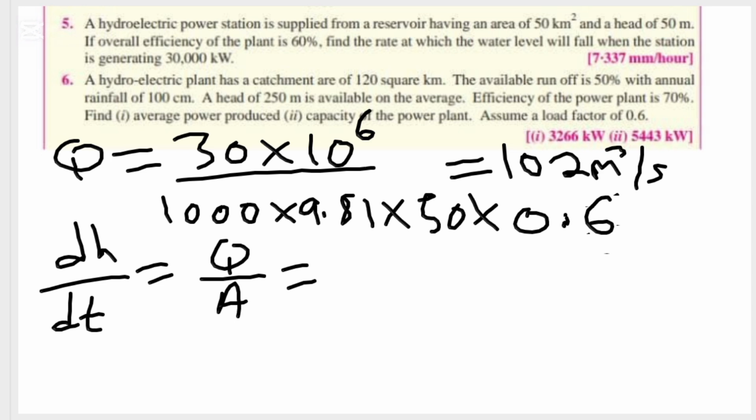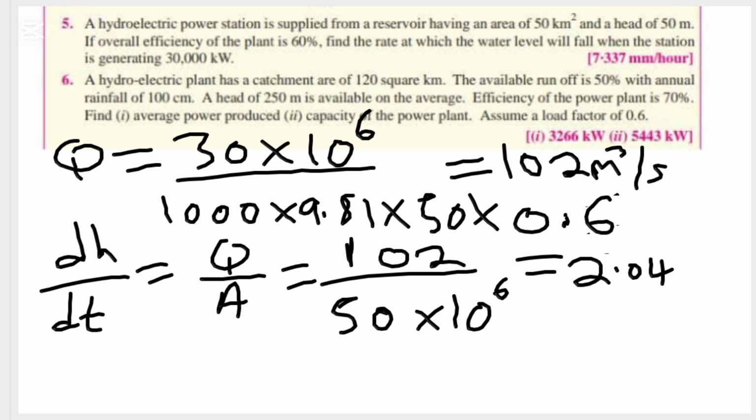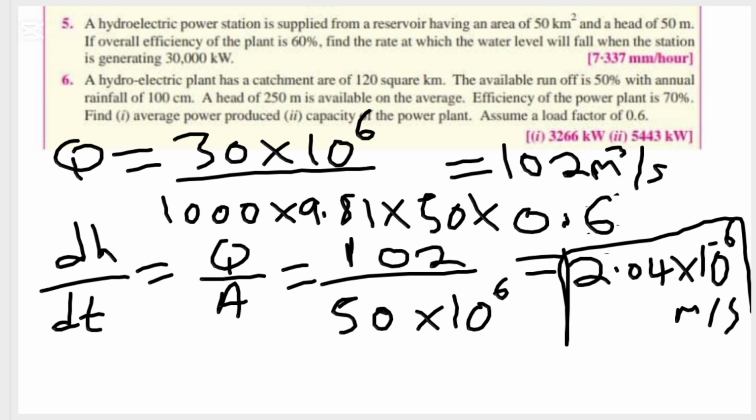So I will now say the flow rate is equal to 102 divided by area 50 times 10 raised to the power of 6. So therefore, the answer divided by 50 times 10 raised to the power of 6 will now be equal to 2.04 times 10 raised to the power of negative 6 meters per second. So the next thing, I'm going to convert this to meters per hour.